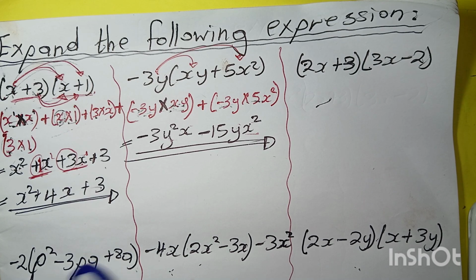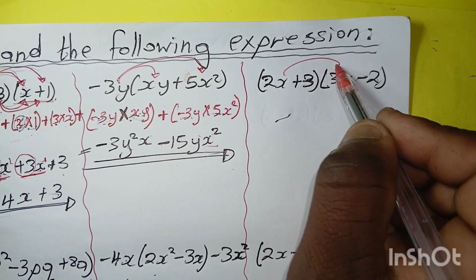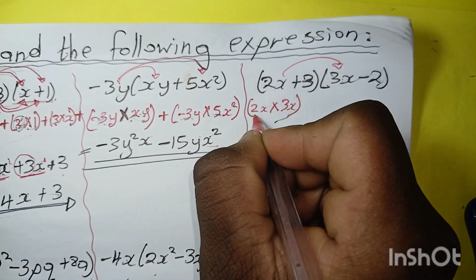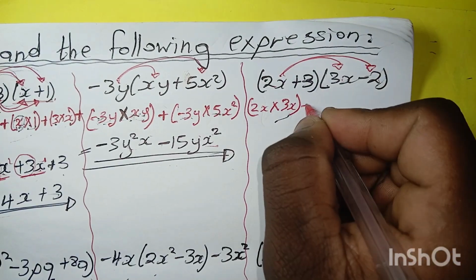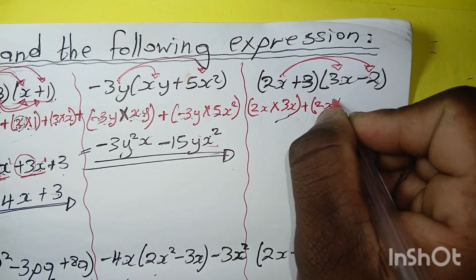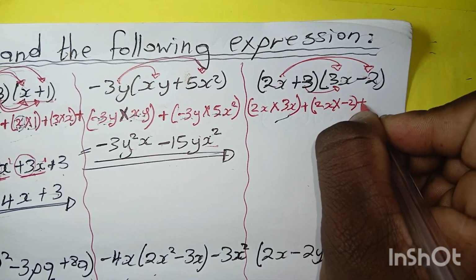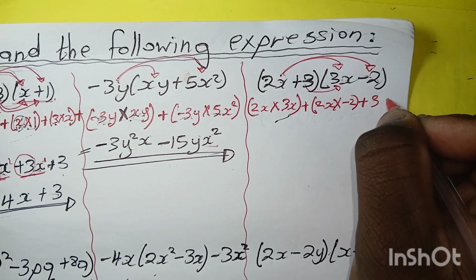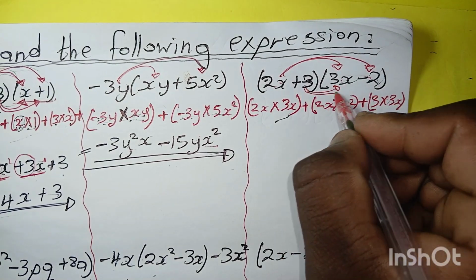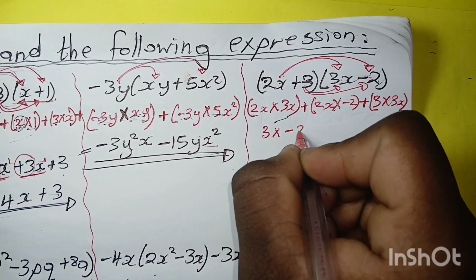Do you see? So now let's try this one. This will multiply that one, meaning like 2x multiplied by 3x, plus this will multiply that one, 2x multiplied by minus 2. And plus this will multiply that one, 3 multiplied by 3x. And this will multiply that one, like 3 multiplied by minus 2.